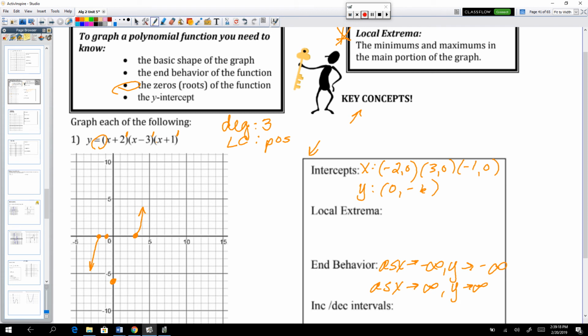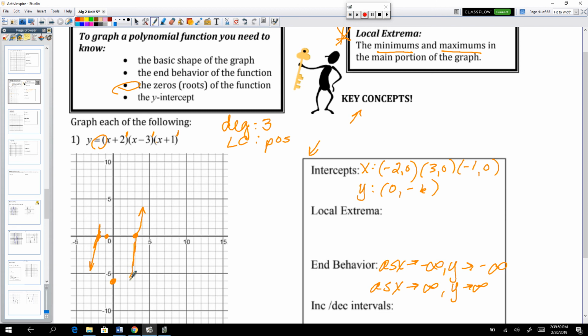Now let's talk about local extrema. Local extrema are just the minimums and maximums in the main portion of the graph. So we're not talking about positive or negative infinity as minimums and maximums. We know those are out there, but as you hone in on little sections of the graph or portions of the graph, what are the highest points they reach and what are the lowest points they reach? We know that this part of the graph here is going to top out somewhere. We just don't know where. And we know this part of the graph will bottom out somewhere. We just don't know where it's going to bottom out.